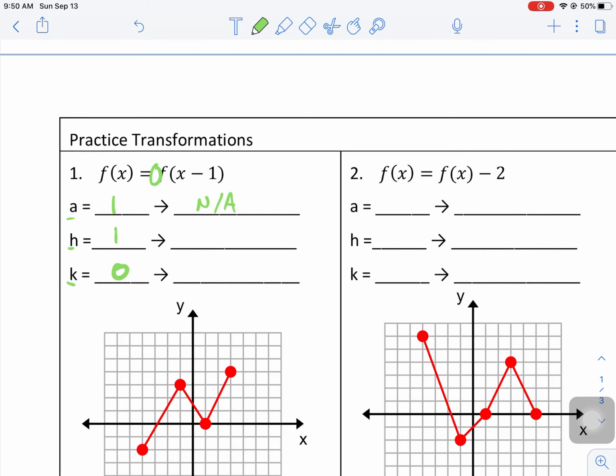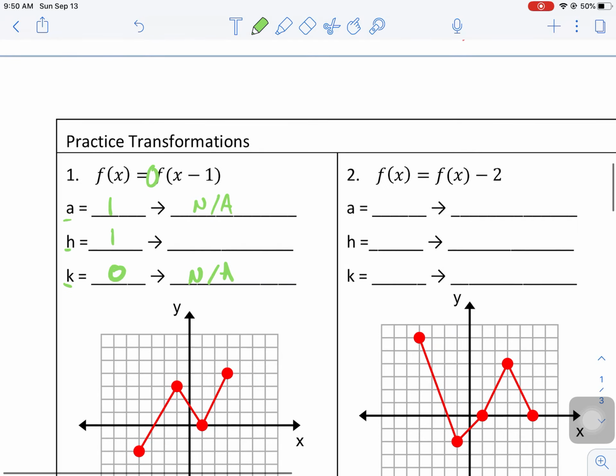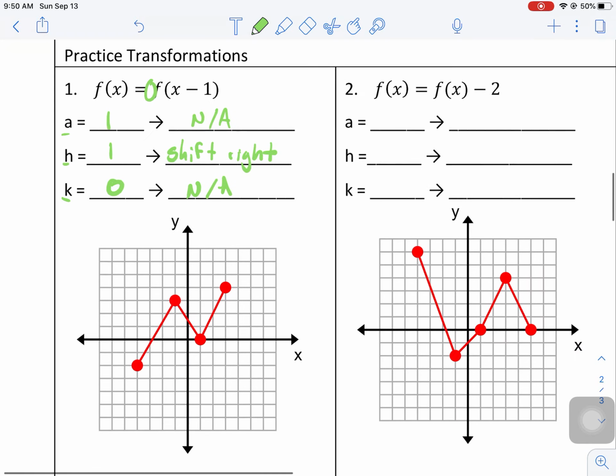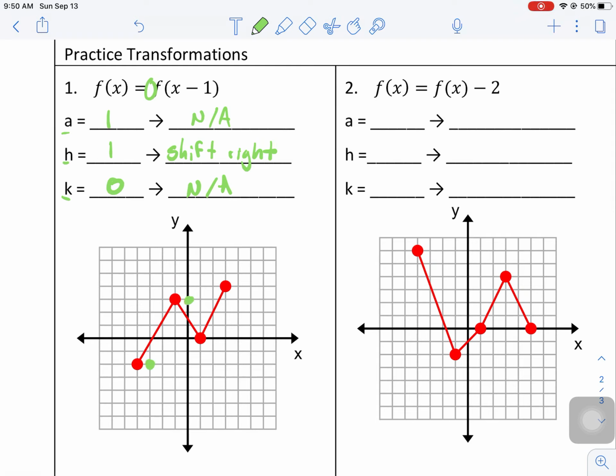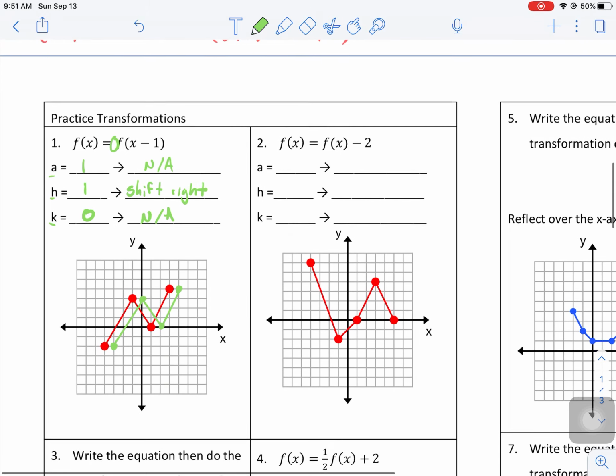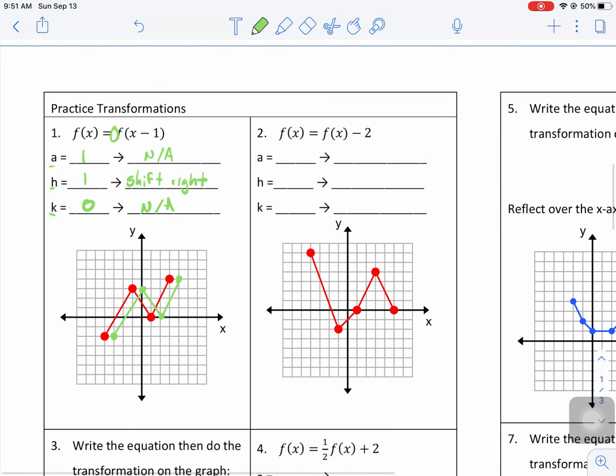Our h value is positive 1, k value is 0. So if there's no k value, that means, again, not applicable. Our h value is 1, so we're going to shift everything to the right by 1. So we shift to the right 1, shift to the right 1, shift to the right 1, shift to the right 1, and then bam, we just connect those dots, and we have our new graph.